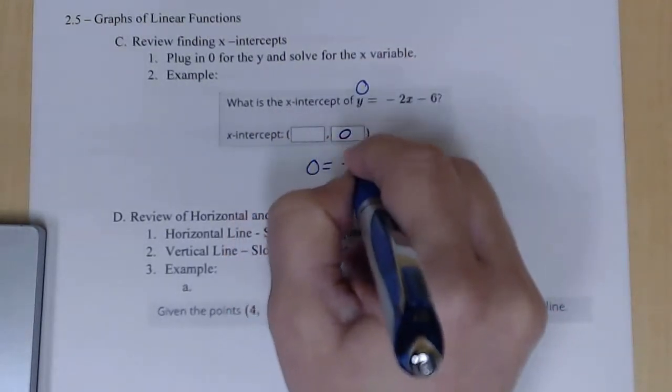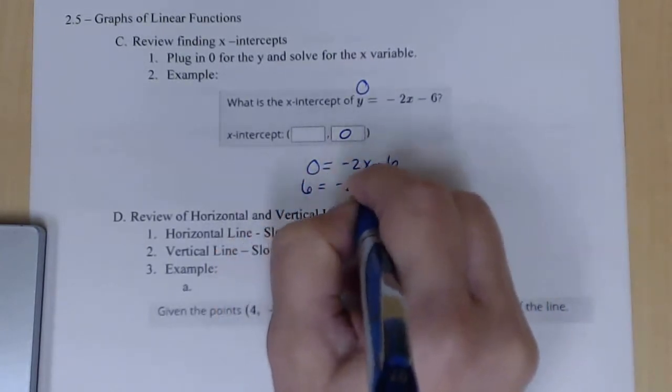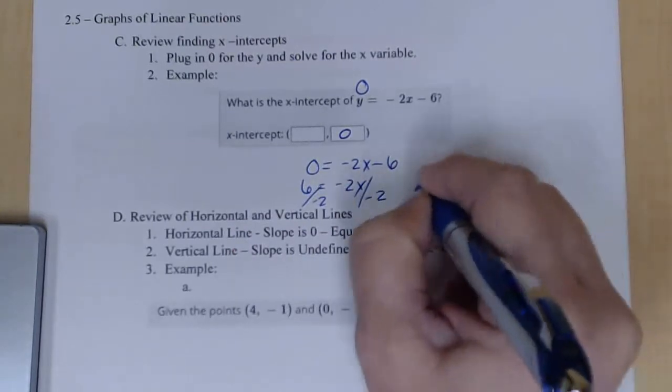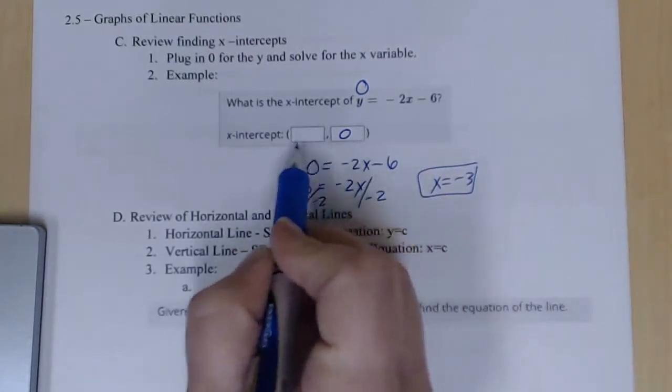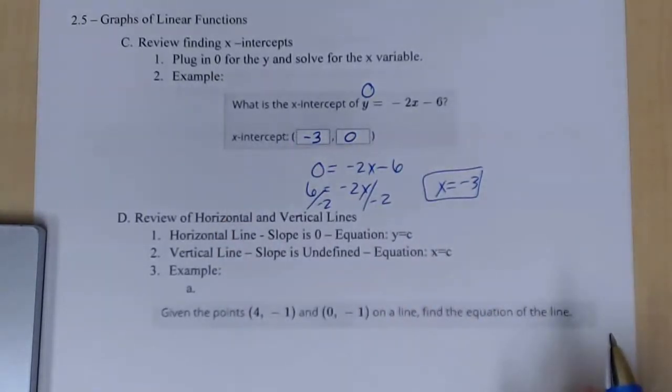I get 0 equal to negative 2x minus 6. Solve this out. I'm going to divide both sides by negative 2. So x would give me negative 3. But it wants me to write it as an ordered pair, so pay attention to how it's telling you to fill in your answer. So I would just say negative 3, comma, 0.